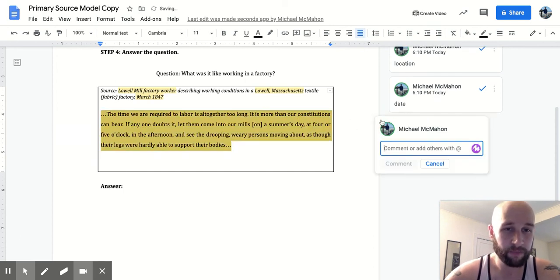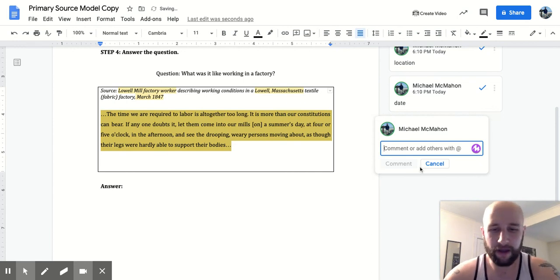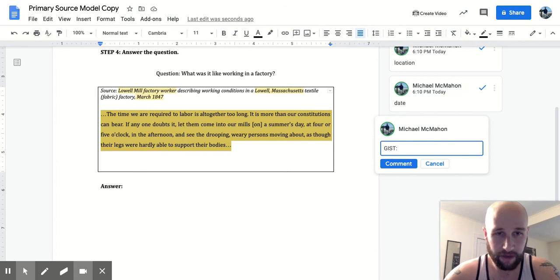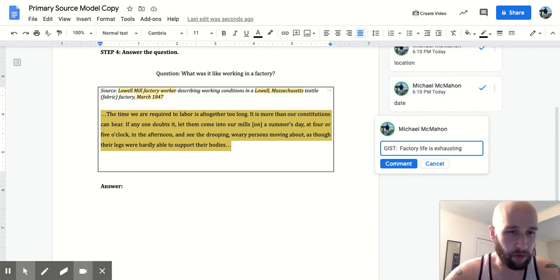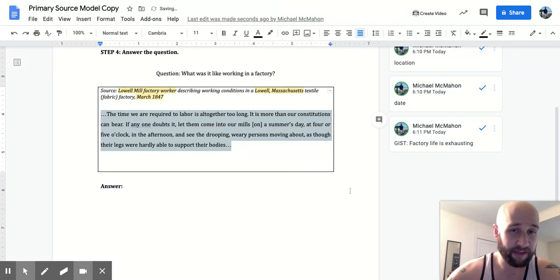So as I read through this, I'm trying to figure out what's the main point this factory worker is trying to make. And as I read it, I noticed that he seems to be pointing out how exhausting it is. So I would say the gist or main idea of this source is that factory life is exhausting. Simple. We don't need the gist to be any more complicated than that. He just seems to say that factory life is exhausting. So we're going to save that as a comment.